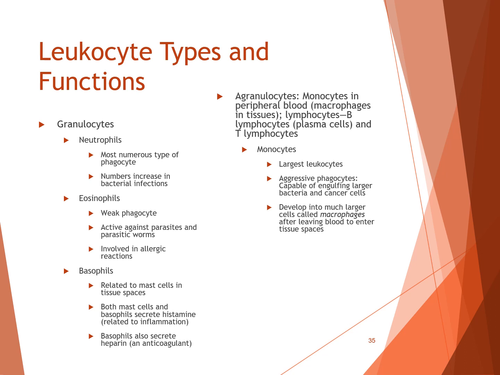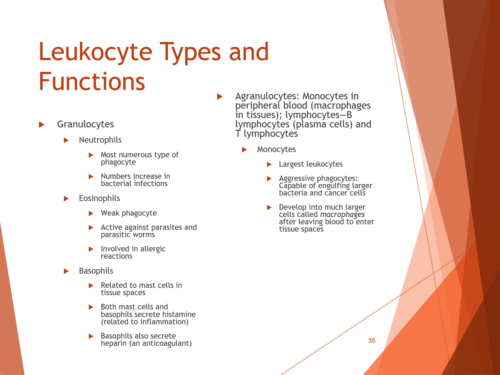Then we have our lymphocytes, and there are two different types of lymphocytes that protect us against infection, but they don't do it by engulfing particles. They do it by producing antibodies. Remember we talked about antibodies earlier in the discussion, and these antibodies attack foreign invaders.